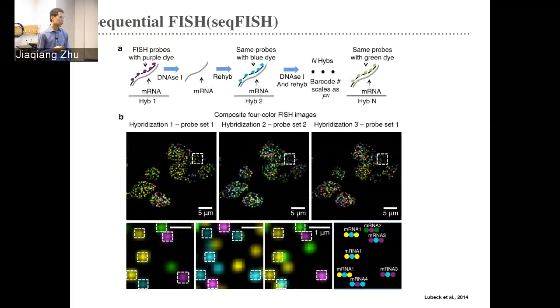seqFISH is another technique, developed by the Cai Lab at Caltech. This technique is also developed to identify the transcript directory in single cells, with the spatial context preserved. To do so, transcripts are labeled with fluorescent probes in sequential rounds to read out a temporal barcode for each transcript.